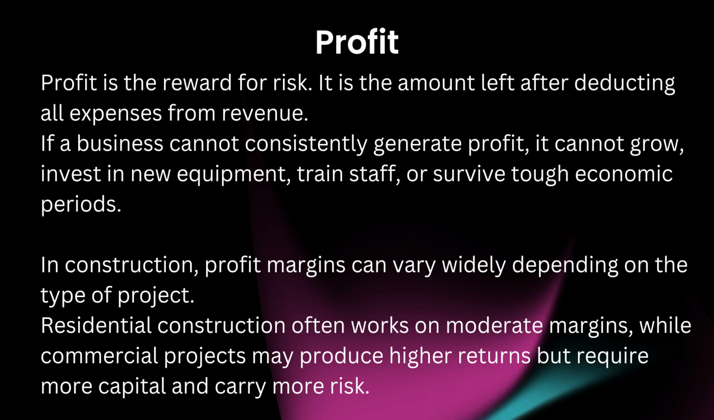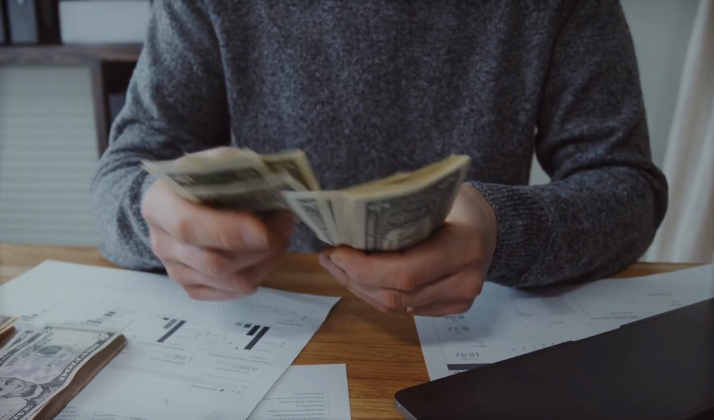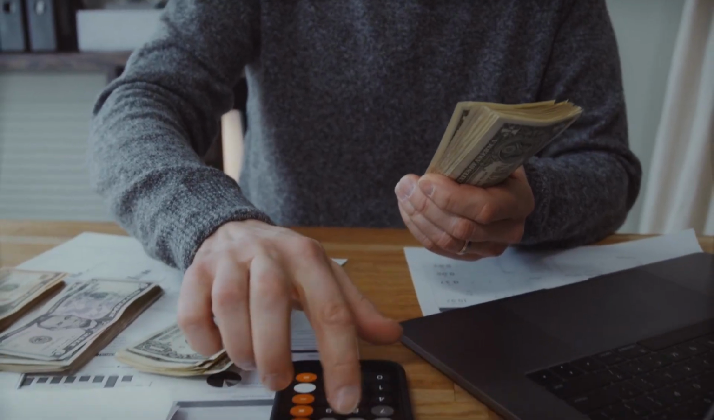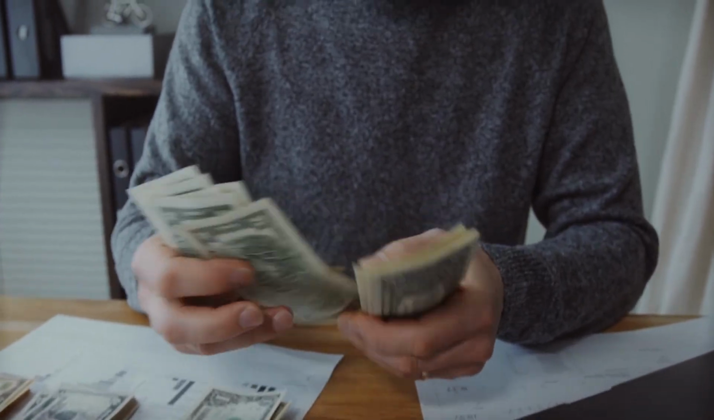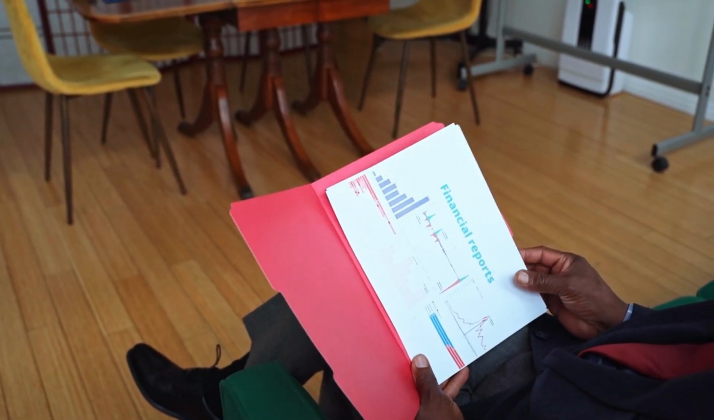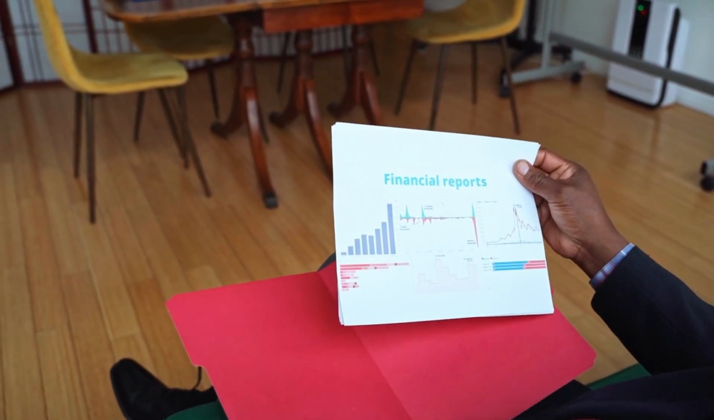If a business cannot consistently generate profit, it cannot grow, invest in new equipment, train staff, or survive tough economic periods. In construction, profit margins can vary widely depending on the type of project. Residential construction often works on moderate margins, while commercial projects may produce higher returns but require more capital and carry more risk. Profit is not determined at the end of the project. It must be planned at the beginning. Every project estimate must include a planned profit margin, and the financial manager must track profit throughout the project life cycle.